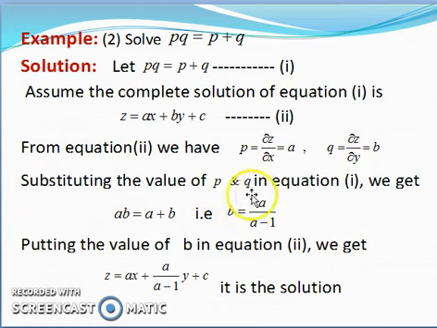Substituting the values of p and q in equation 1, we get a into b equal to a plus b. From this, we can determine b in terms of a, that is b equal to a upon a minus 1. Putting the value of this b in equation 2, we get z equal to ax plus a upon a minus 1 into y plus c. So this is the required solution of the given partial differential equation.